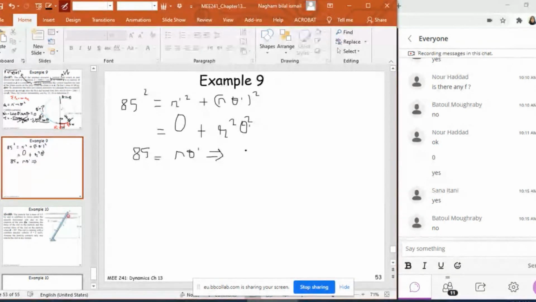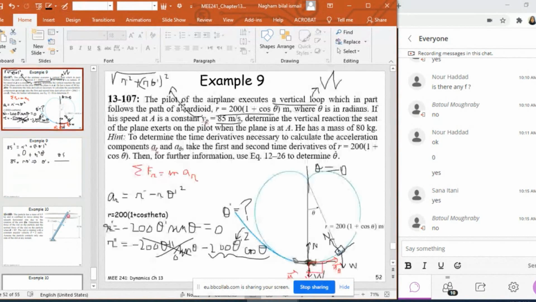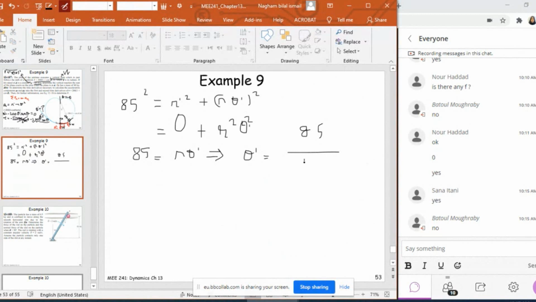All right? So this is theta dot, don't forget. And this means, guys, that theta dot is equal to 85 over R. And what is R? It is 200 times 1 plus 1, since theta is 0, so it's 400. And this means that theta dot is equal to 0.215 radians per second. So whenever, guys, I know theta dot, I can find AR. And this AR will be equal to minus 27. It is only the second term because also the first term is 0.